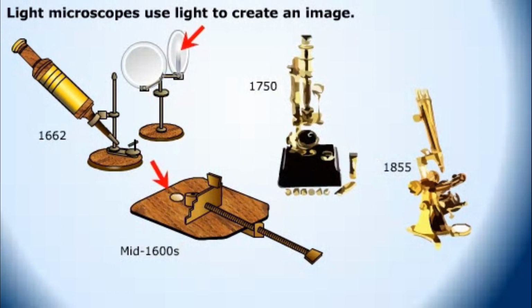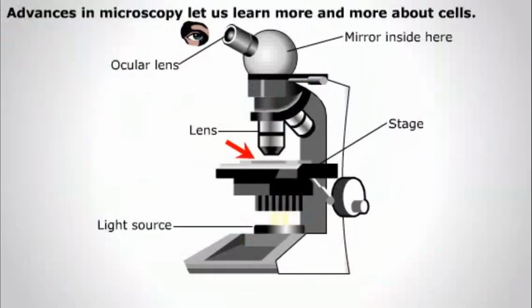Microscopes like those invented by Hooke and Leeuwenhoek are called light microscopes because they use light to create an image. Modern light microscopes let us see things as small as 0.2 micrometer. A sample is placed on a microscope slide, which is placed on the stage. Light from beneath the stage passes through the sample and into the lens.